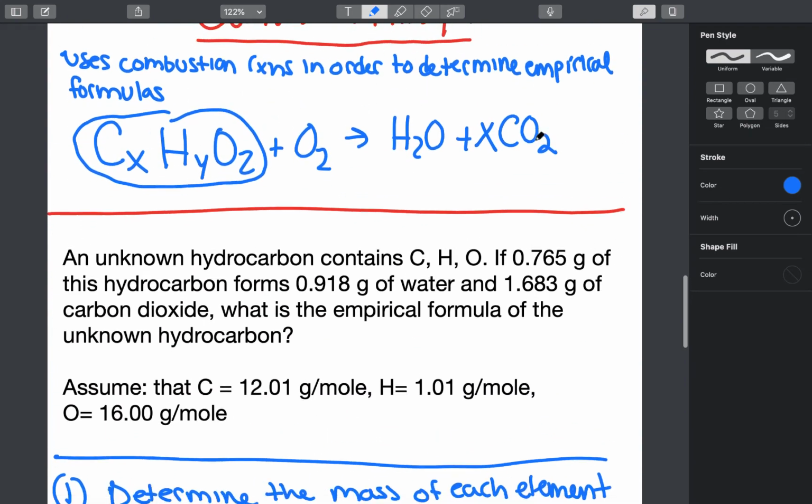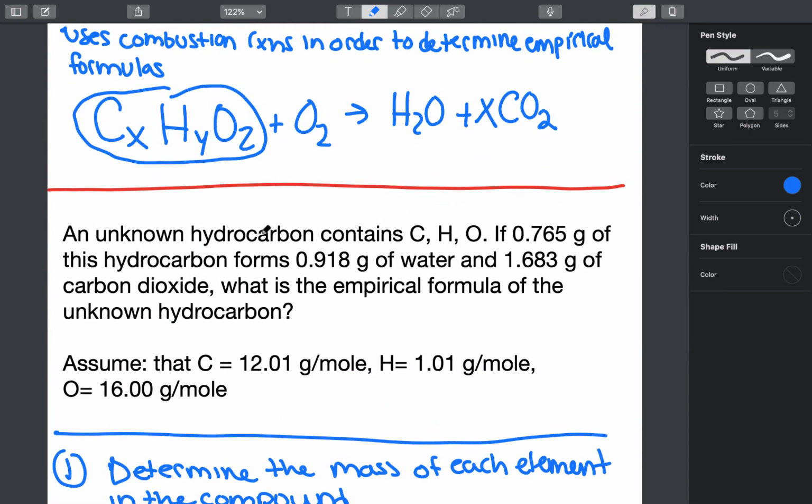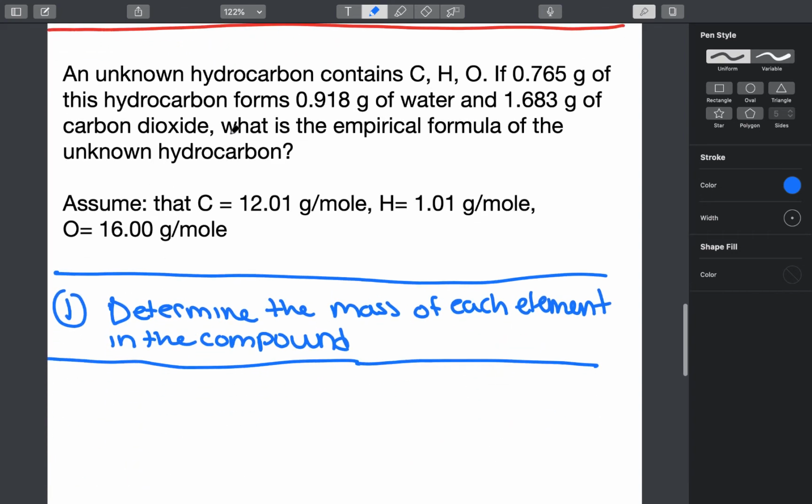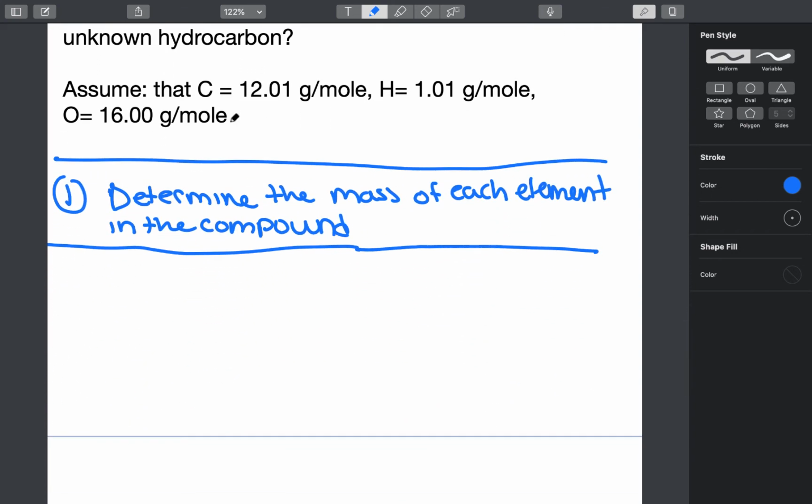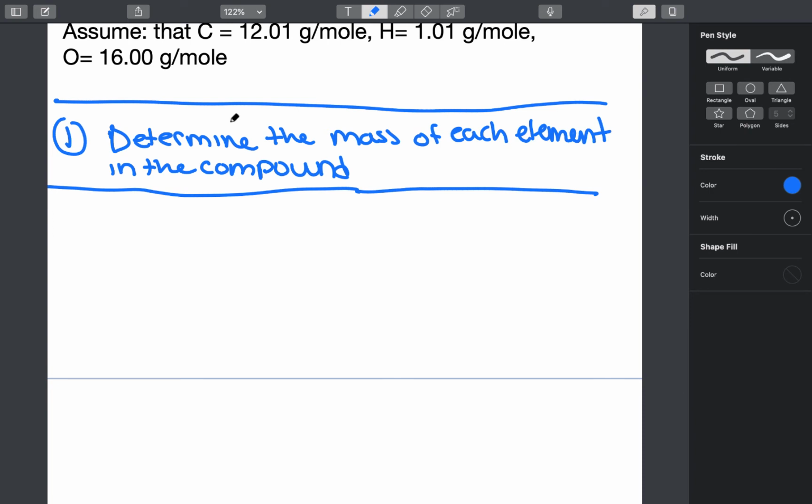If we look at our general combustion analysis equation here, you'll see that a combustion reaction makes both water and carbon dioxide. So the easiest thing to start off with is carbon, and that's because any carbon dioxide produced has to be due to the carbon from the particular compound. So the first thing that you should do is find out how many grams of carbon were in the particular compound. So let's do that.